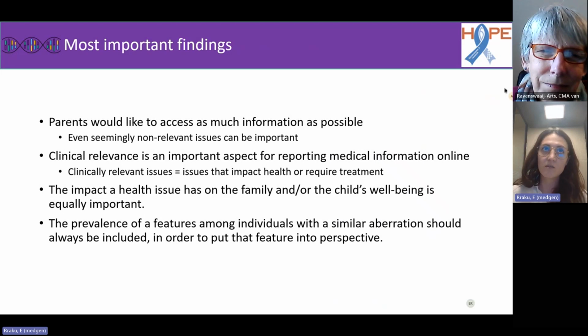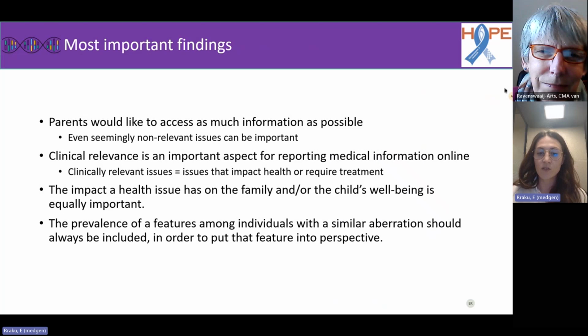It was also mentioned that seemingly non-relevant features might still be important to parents, for example, in order to explain part of their child's behavior or for feeling less alone. What we also learned is that both parents and professionals agreed that clinically relevant features, so features that have an impact or an effect on the child's health or require treatment, are more important to report, or at least it's important to report these features first so that they are not missed.